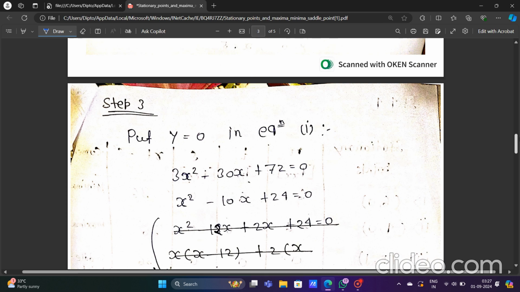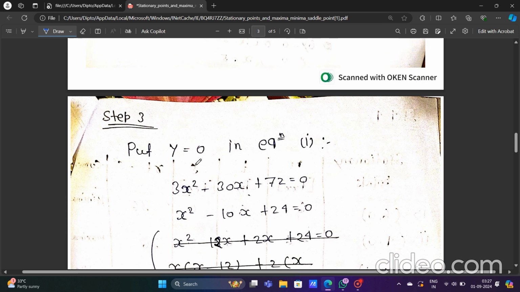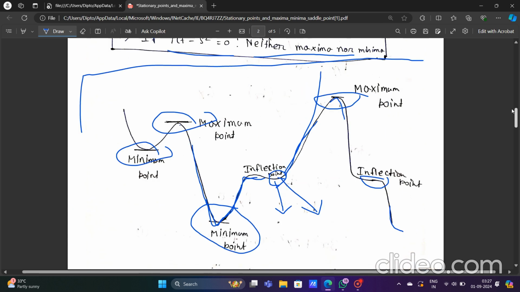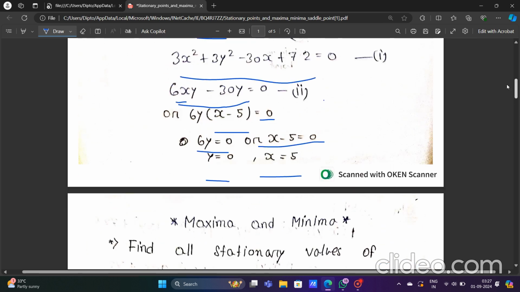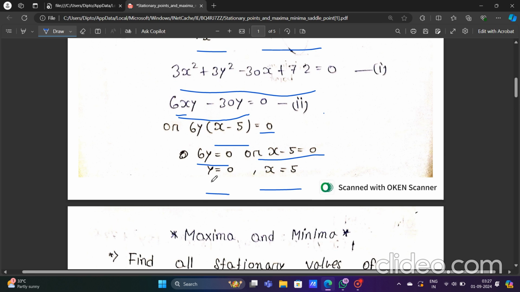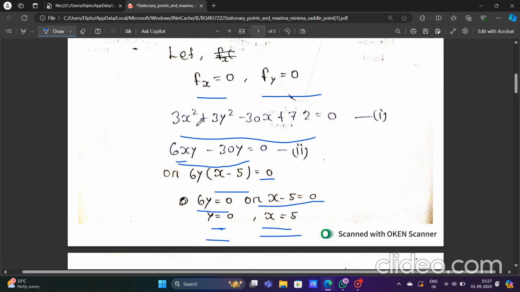For that we are going to step 3. So in equation 1 we are going to put the value of y equals to 0. So basically these two values are the values of y and x. At first we are going to put y equals to 0 in the first equation. This is our first equation. So if we put y equals to 0 in this equation, then this term will vanish, and we will have only 3x square minus 30x plus 72 equals to 0.